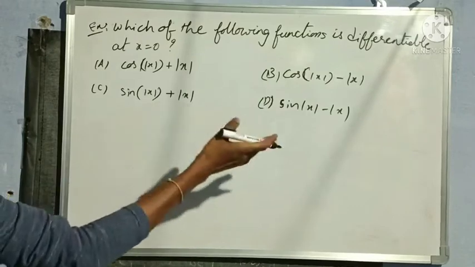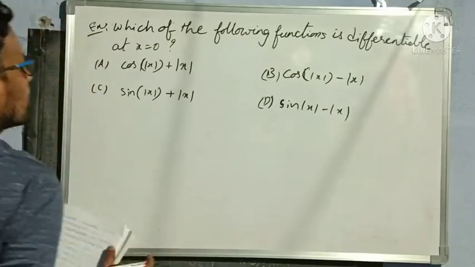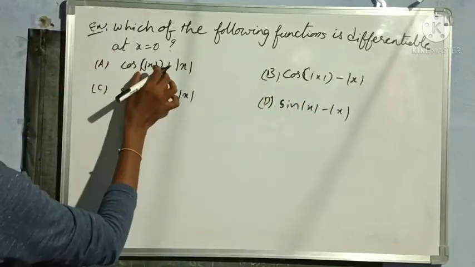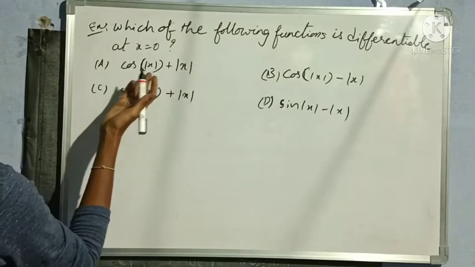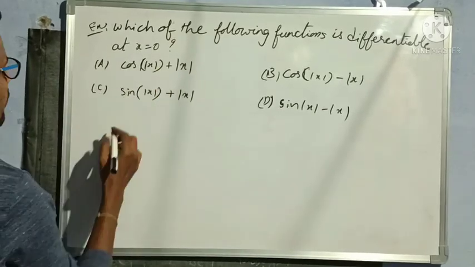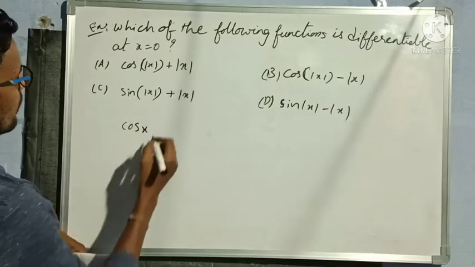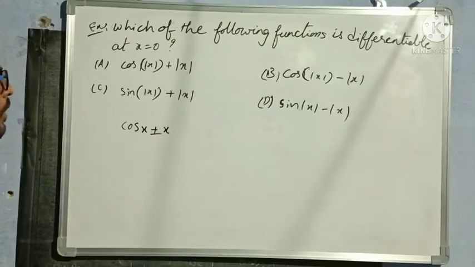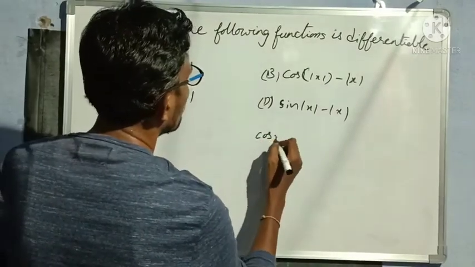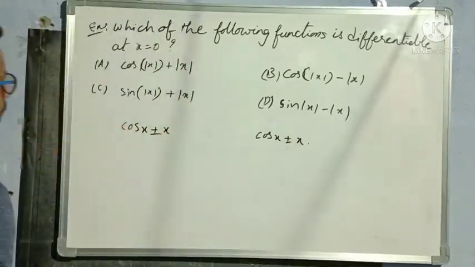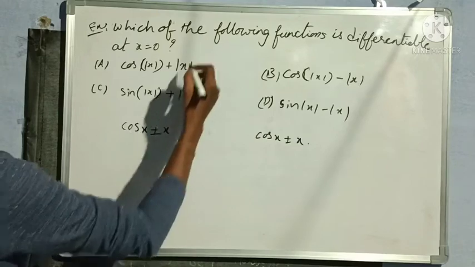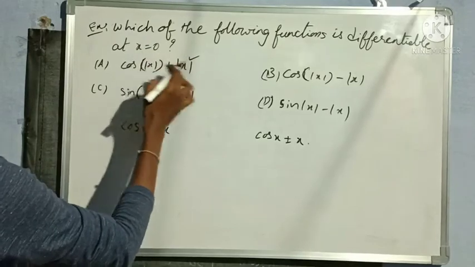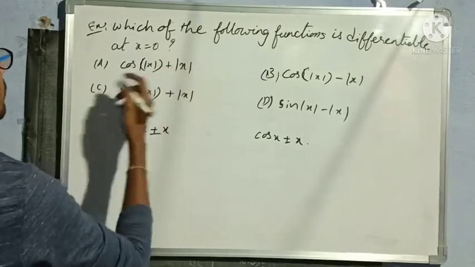Already previously only we have derived that sin of mod x minus mod x is differentiable. But let us see whether cos of mod x plus mod x and cos of mod x minus mod x are differentiable or not. Cos of mod x is nothing but cos of plus x or cos of minus x. Cos of minus theta is also cos theta. So here we can get cos x plus or minus x. Yes, these two are not derivable. Why? Because mod x is not derivable here, and cos of mod x is only cos x, which is derivable. Derivable plus not derivable is not derivable. Already we know that. So this is not derivable.